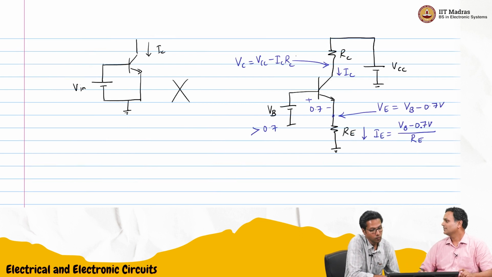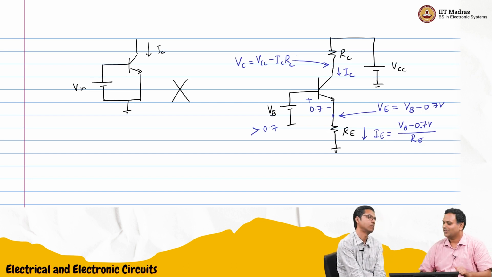Oh, perfect. Nice. So now I can choose VC, I can choose VE, I can choose them to be large enough such that it is well in the forward active region.